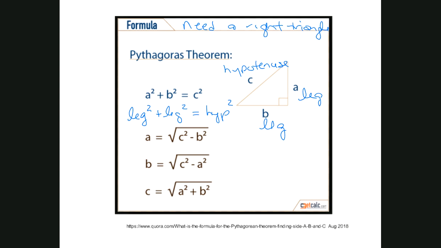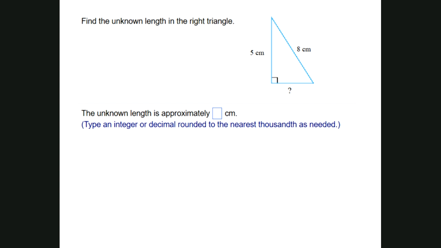Now let's look at our first problem. Find the unknown length in the right triangle. They're telling us we have a right triangle. We have our 90-degree angle. The two line segments connecting to that 90-degree angle are the legs. So I'm going to call this A, B, and here's my hypotenuse, side C. Let's set up our equation. Leg squared, 5 squared, plus b squared equals 8 squared.